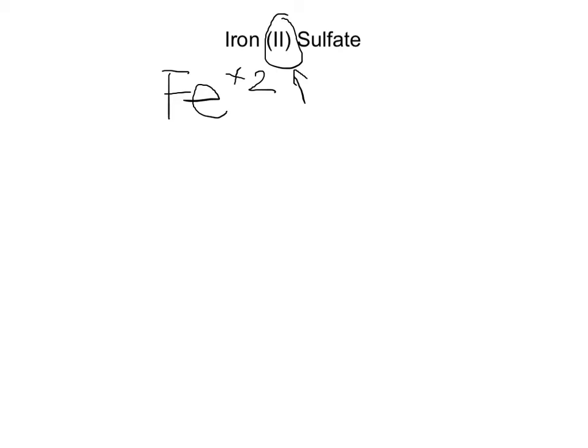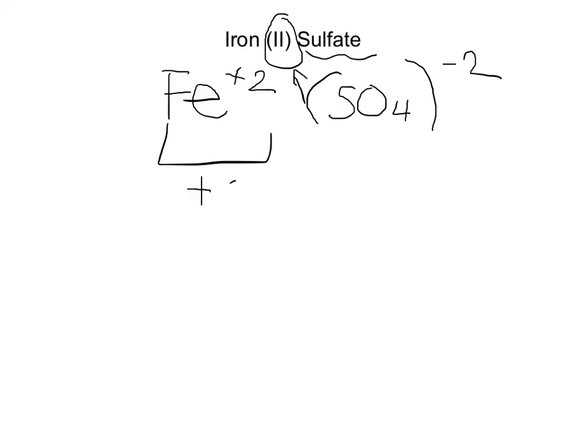And then sulfate is a polyatomic ion, so you just have to memorize its charge, and sulfate's SO4 and has a charge of -2. So right here we see that both Fe and SO4 have opposite charges. Fe has a charge of +2, SO4 has a charge of -2, and +2 and -2 give you a neutral charge of 0.